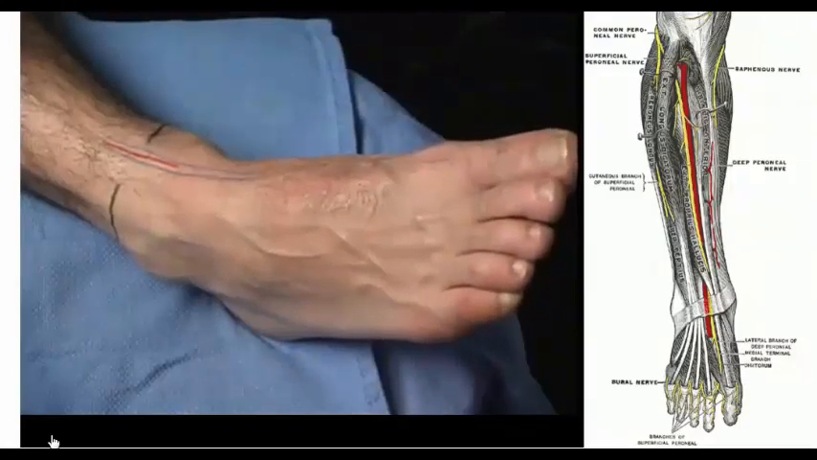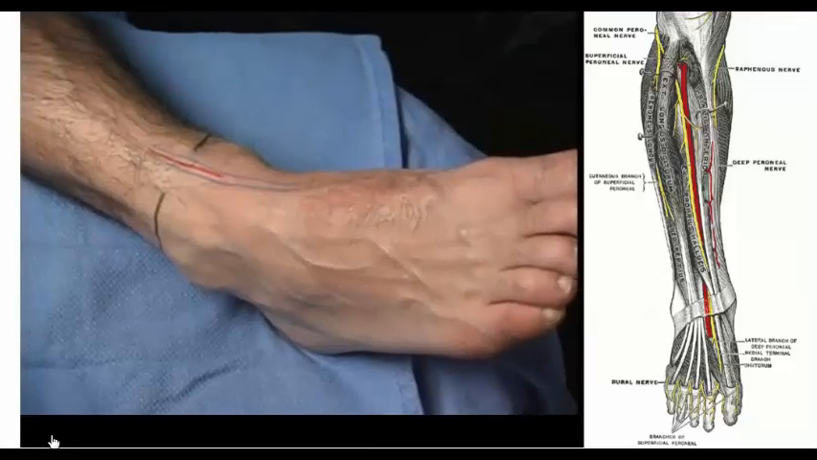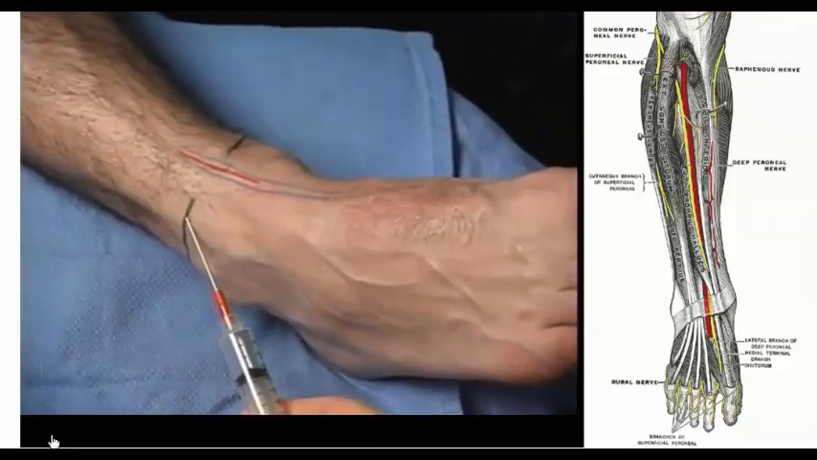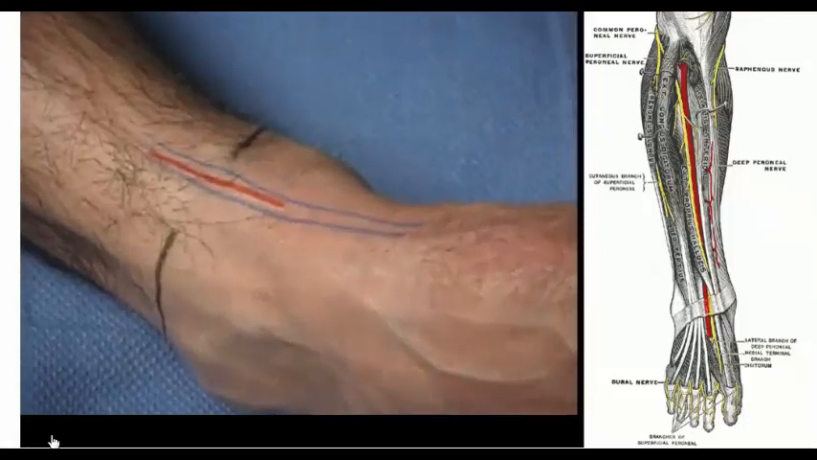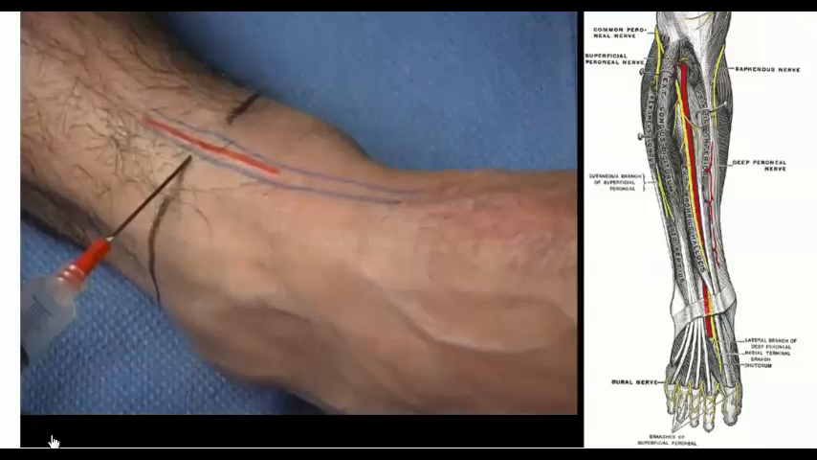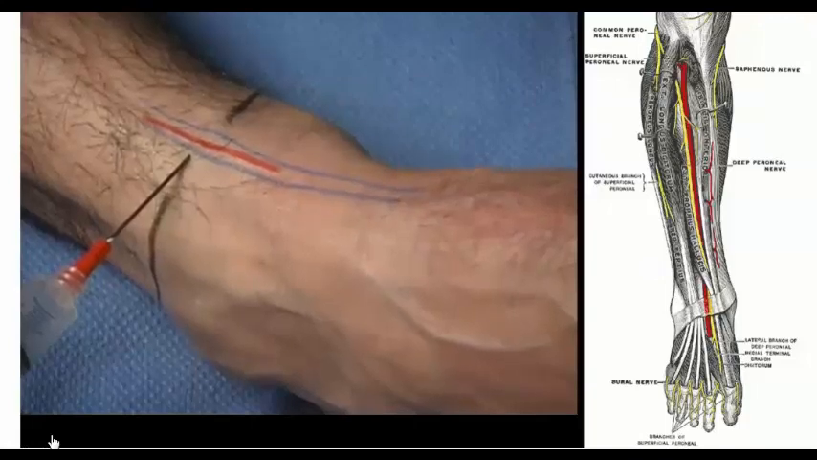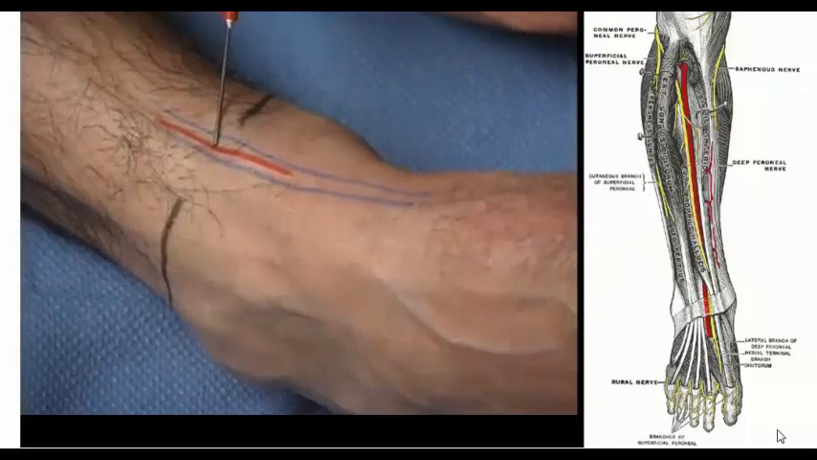Here, the superior border of the medial and lateral malleoli are outlined in black. The tibialis anterior and the extensor hallucis longus are outlined in blue. The approximate position of the deep peroneal nerve is outlined in red.